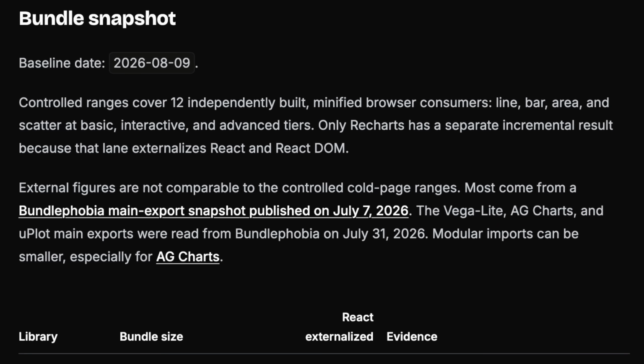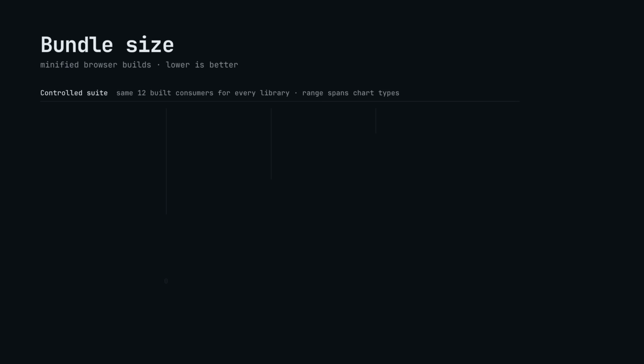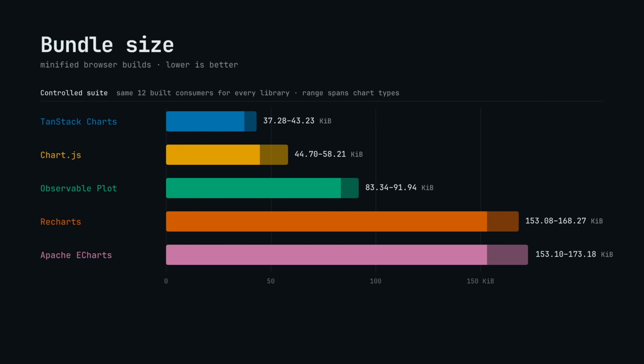It's also super lightweight. In that benchmark full suite that includes things like crosshairs, brushing, zooming, selection, all of it, the bundle size is between 36 and 43 kilobytes. If we compare that to chart.js or recharts, chart.js comes out at 45 to 58 kilobytes, and recharts 153 to 168 kilobytes. So TanStack Charts is significantly smaller.